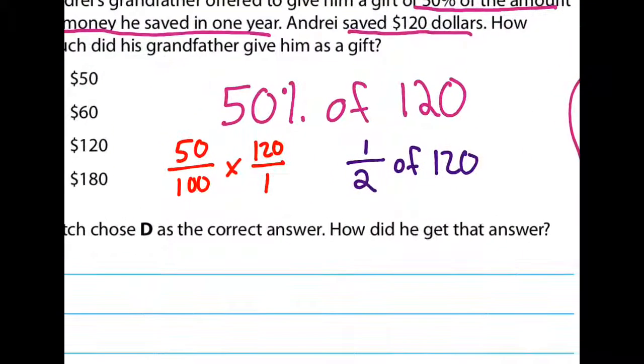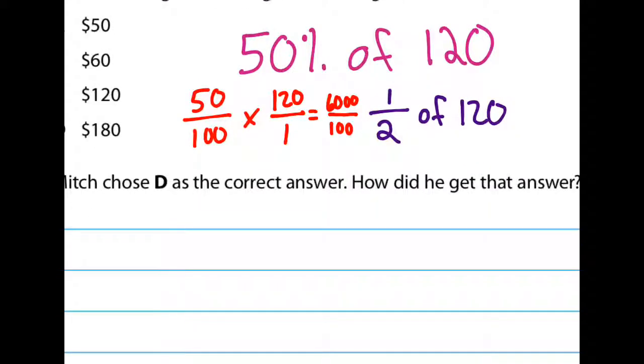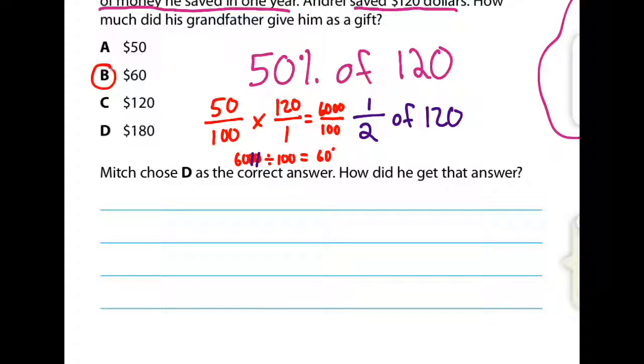So let me do the one in red first. If you do that one, you would do 50 times 120. Remember, I'm doing 5 times 12 is 60, but then I'm going to add the 2 zeros. So I get 6,000. And 100 times 1 is 100. And then I would do 6,000 divided by 100. And also remember that means just get rid of the 2 zeros. And I get my answer of 60. So the answer is B.